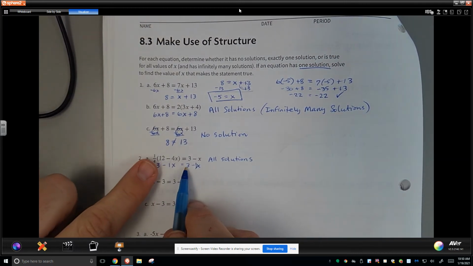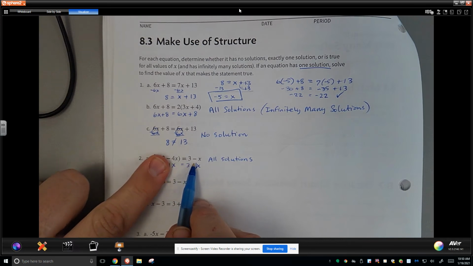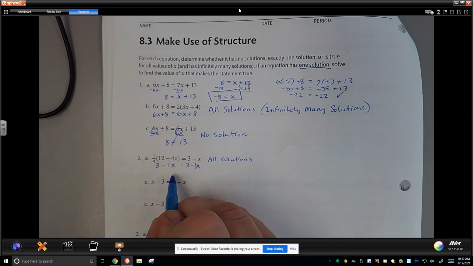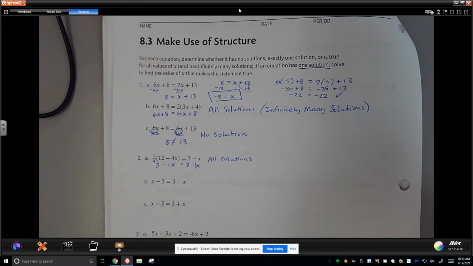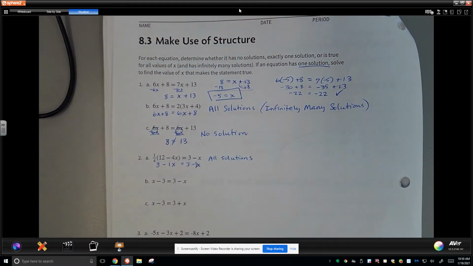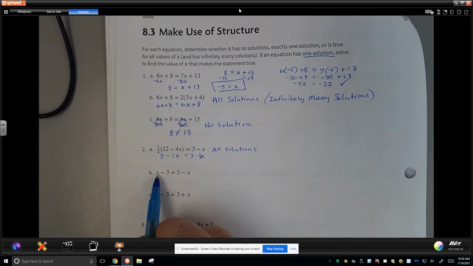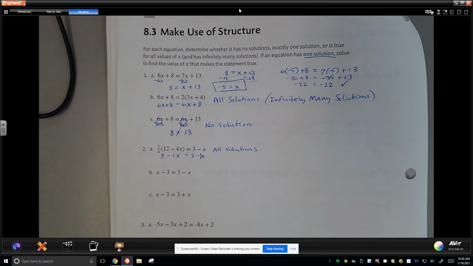If I were to eliminate the 3, divide by -1, I just get x is equal to x. Or if I add 1x here and add 1x here, I see 3 is equal to 3, which is always going to be true. Letter B, what I want to look at here is I see x minus 3 and 3 minus x. Don't be fooled by the looks of it. These are not the same expressions.